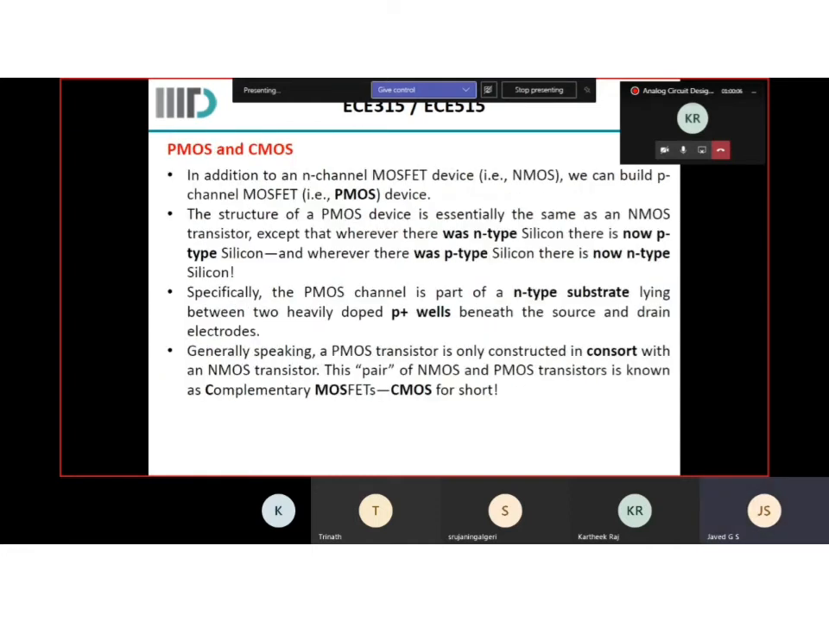Now, we have understood what the NMOS device is. We will quickly refer to what the differences are between PMOS and what finally becomes a CMOS device. The structure of a PMOS device is essentially the same as NMOS, except wherever there was an N-type silicon, there is now a P-type silicon, and wherever there was a P-type silicon is now an N-type silicon. But when you do fabrication, you cannot have two kinds of substrates, right? Your silicon wafer is going to be a single one. So which one do you choose?